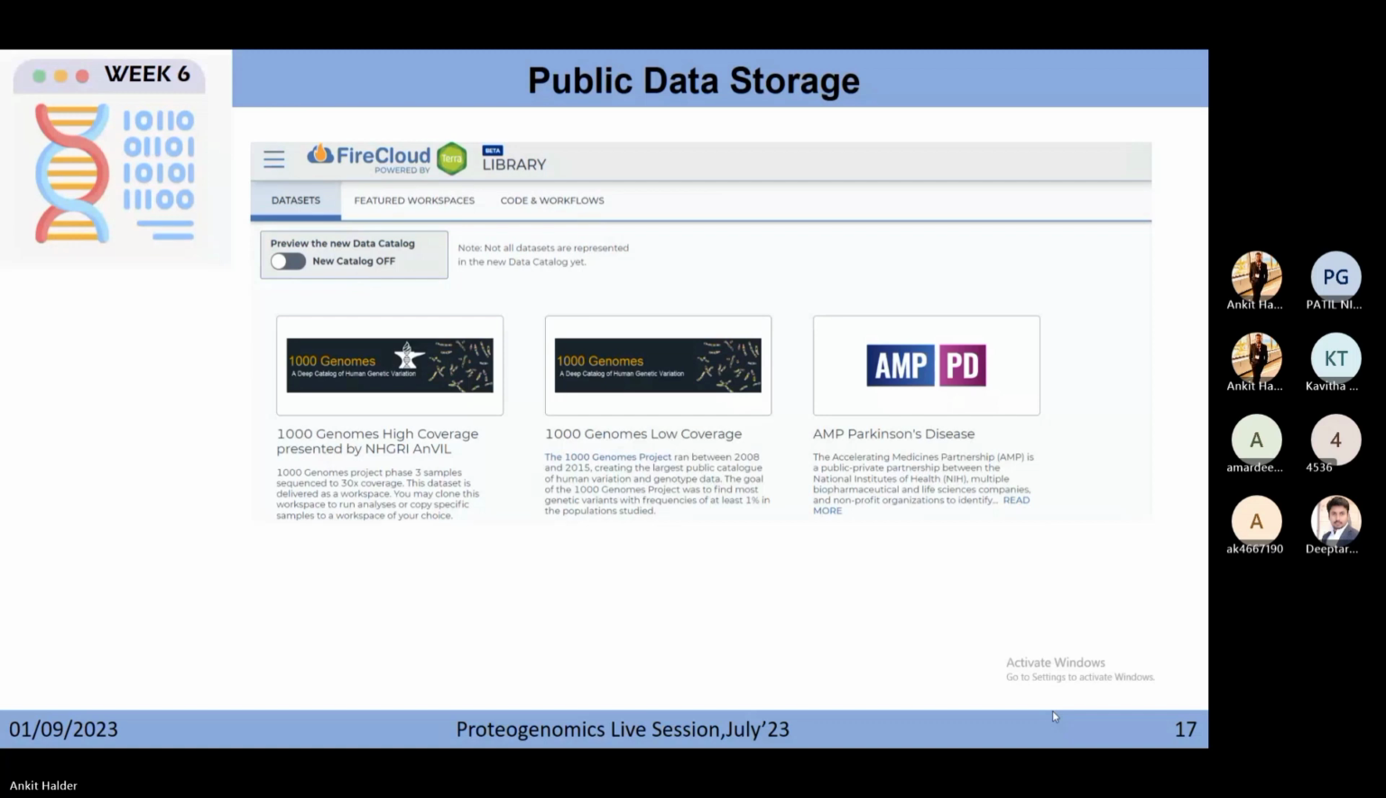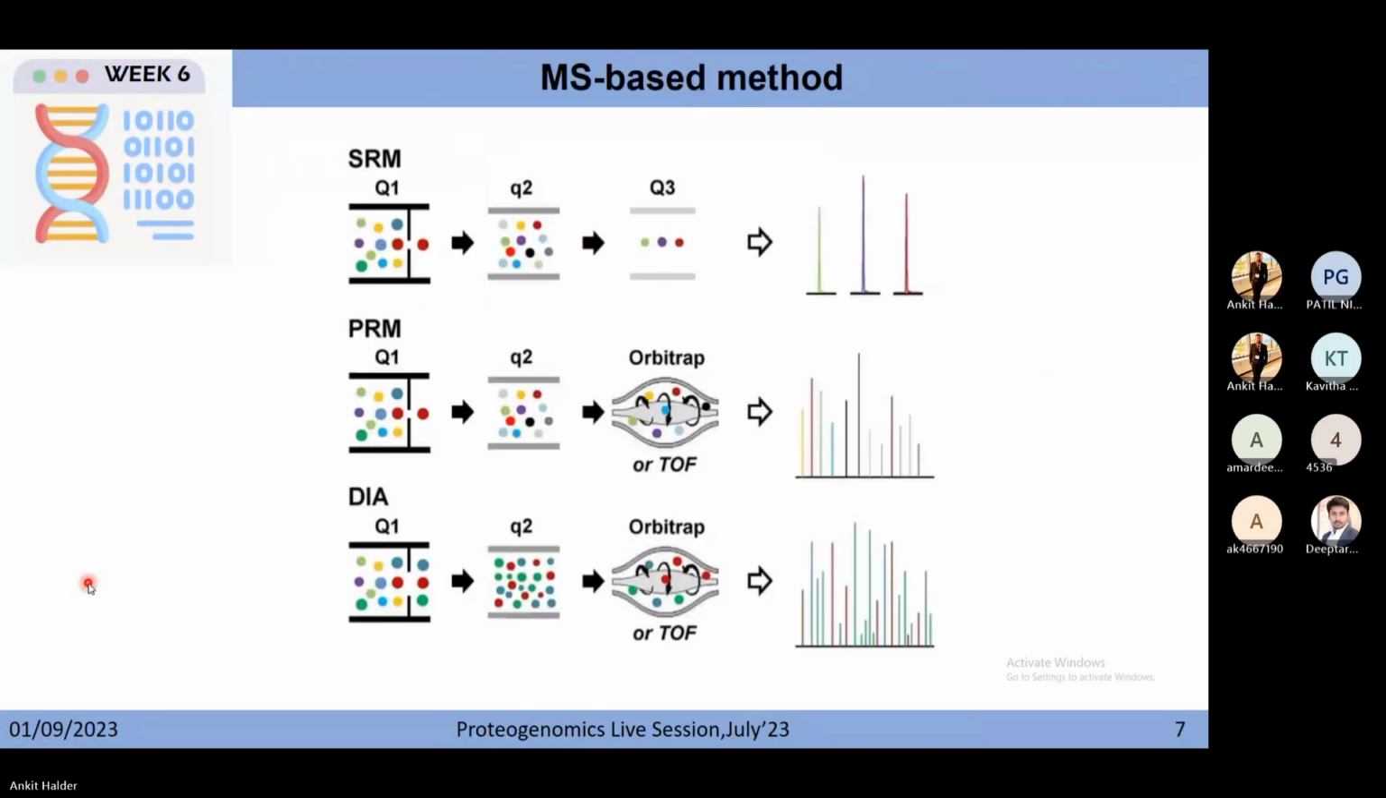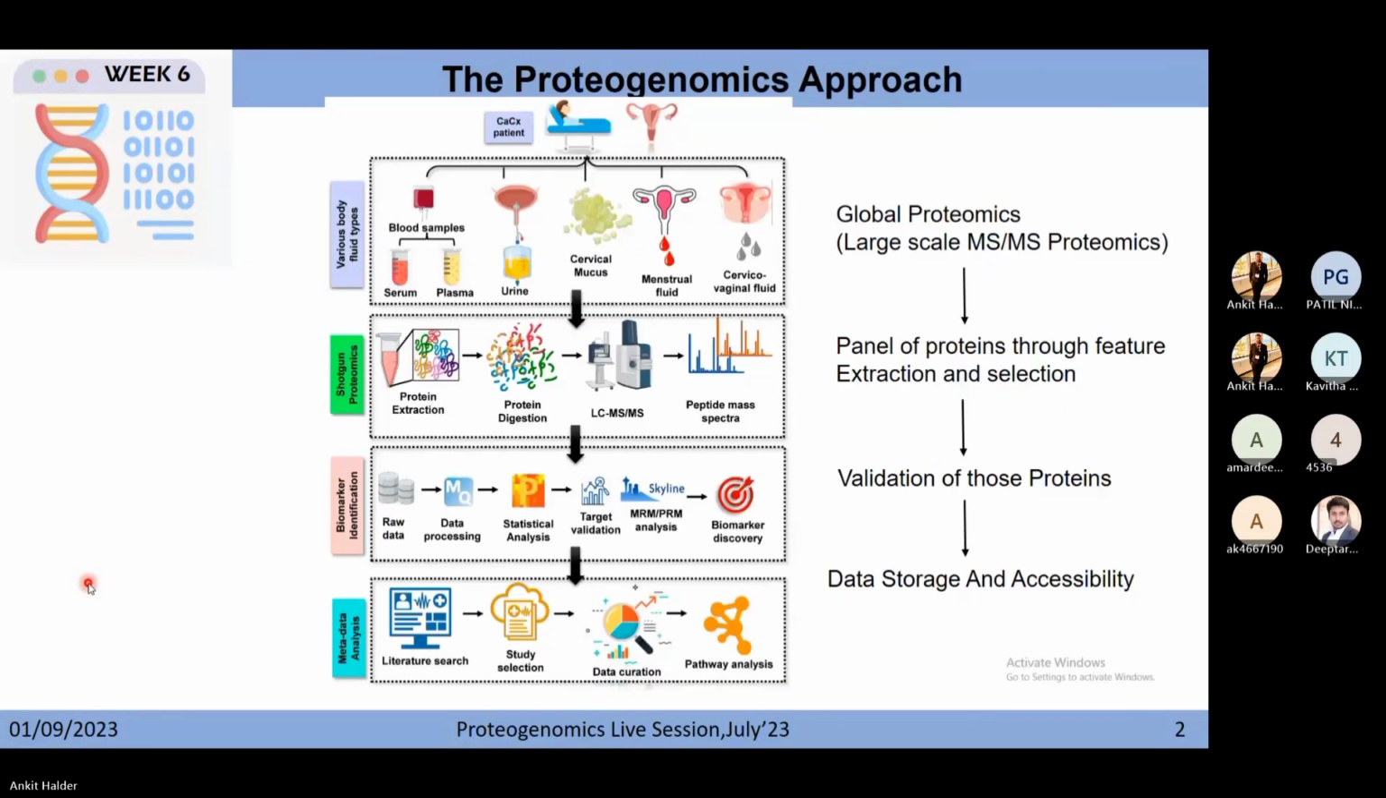So now we go to the public data storages. If I go to the first phase of our presentation, we said that these are the two things we will do. We have looked at the validation of particular proteins, generally with antibody-based methods, but what we are doing is the MS-based method, to validate proteins of interest. Now we will look at data storage and accessibility.